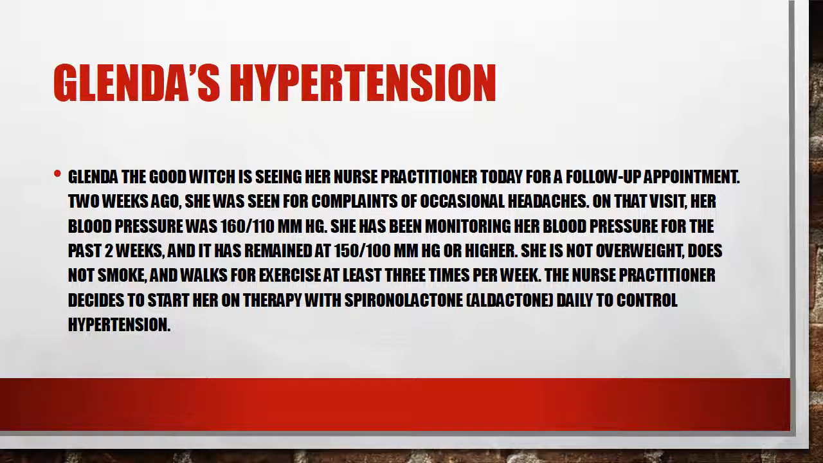Glenda the Good Witch is seeing her nurse practitioner today for a follow-up appointment. Two weeks ago, she was seen for complaints of occasional headaches. On that visit, her blood pressure was 160 over 110. She has been monitoring her blood pressure for the past 2 weeks, and it has remained 150 over 100 or higher. She is not overweight, does not smoke, and walks for exercise at least 3 times a week. The nurse practitioner decides to start her on therapy with spironolactone daily to control hypertension.